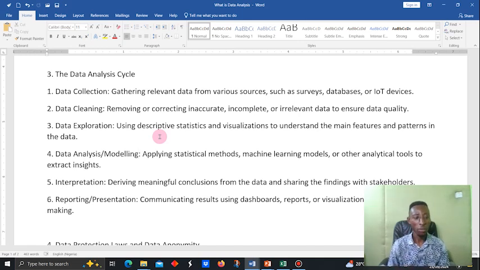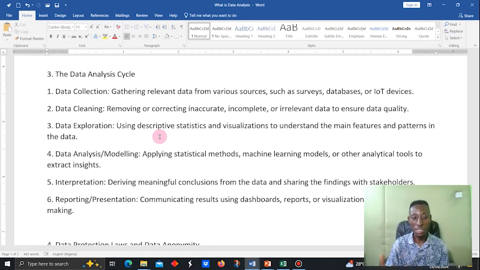All right. Now, the fourth one is data analysis and modeling. This is where you apply statistical methods, machine learning or ML, and other analytical tools to extract insights. Now, what are the other analytical tools? We have Power BI, we have Excel, we also have Tableau. It's also part of these analytical tools.